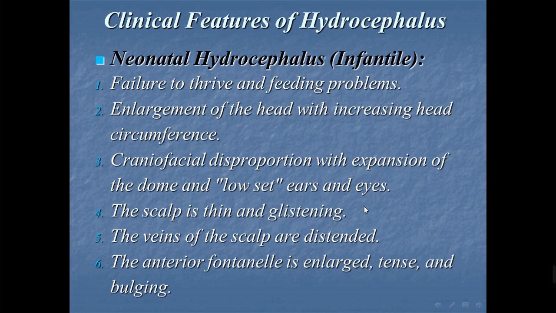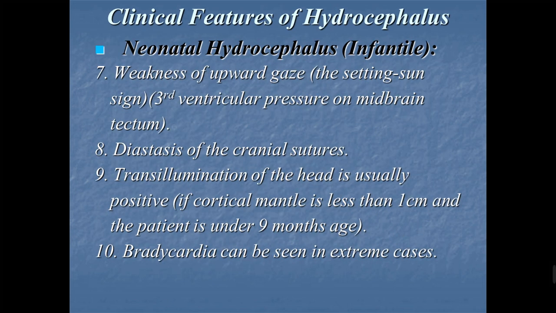Here also the scalp will be thin and glistening. The veins of the scalp are distended, the same as seen in ascites as well. The anterior fontanelle is enlarged, tense, and bulging. You can feel the anterior fontanelle is enlarged and tense and bulging.